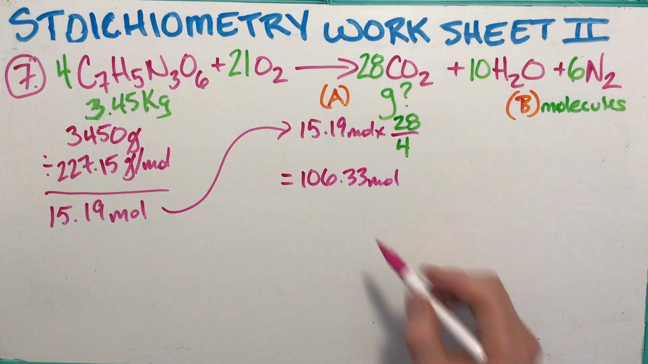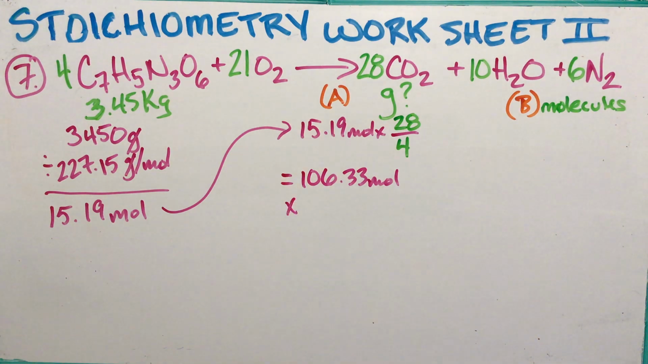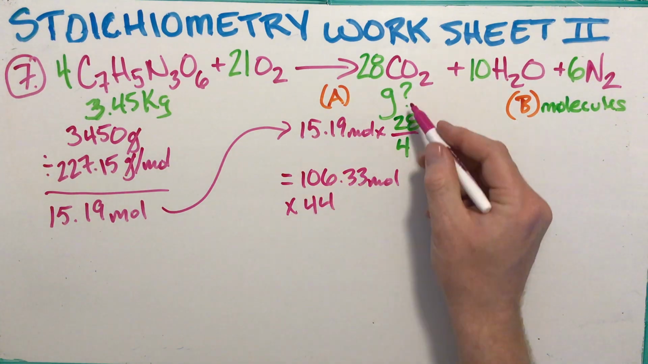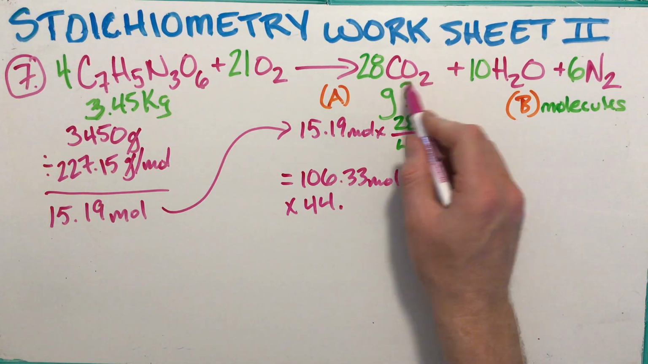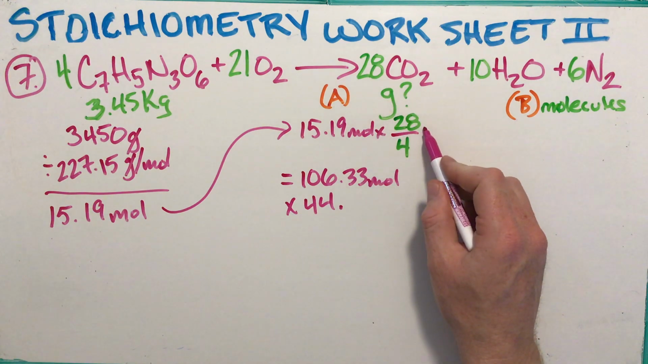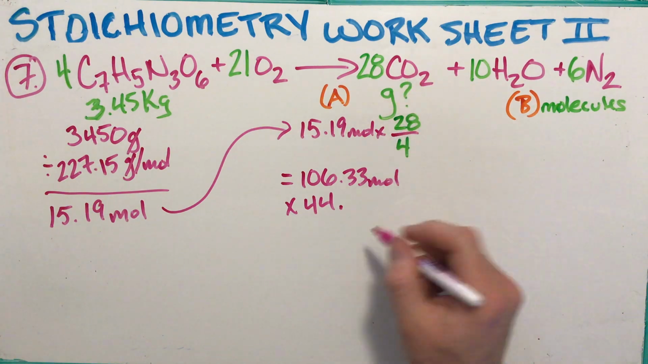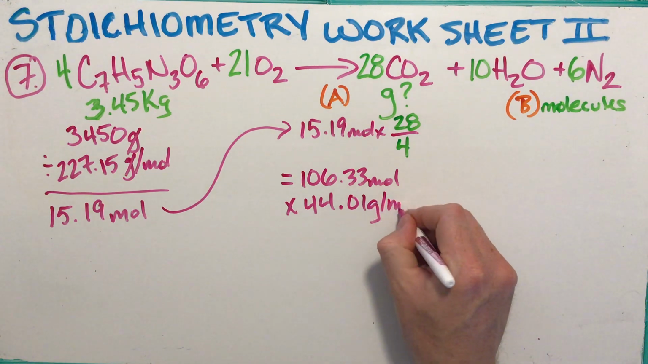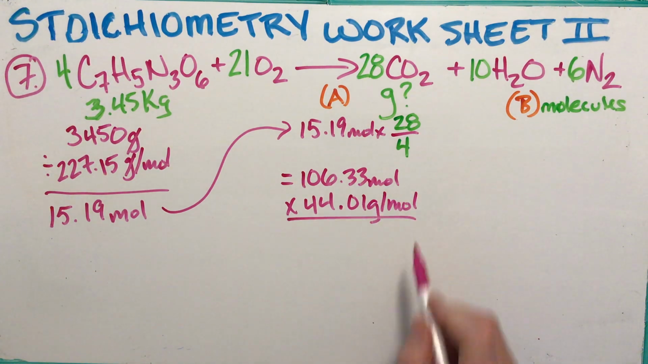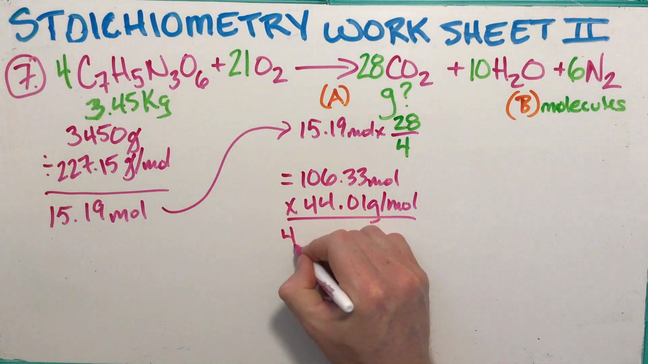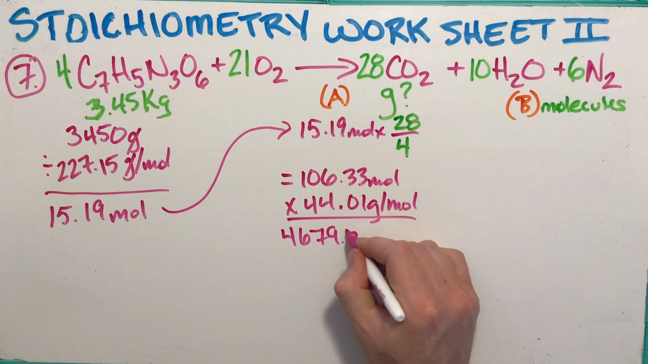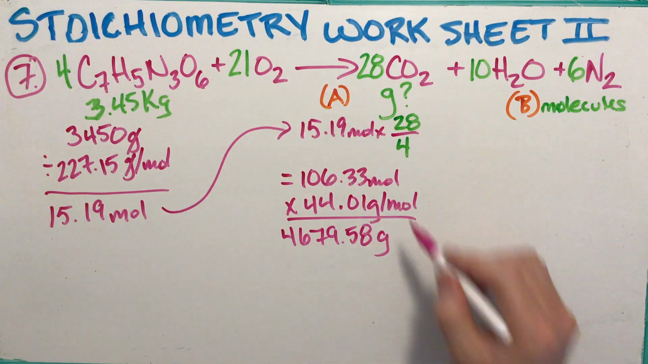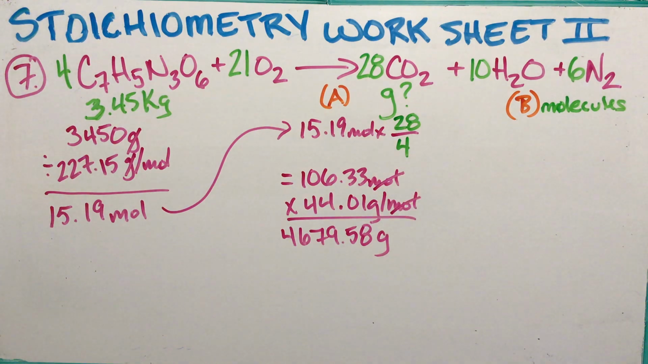All right. The next thing I'm going to do is multiply by the molar mass because it wanted mass, not moles. So for CO2, I take one C and two O's. I don't take 28 C's. That 28 is accounted for here. Just C and two O's. And that ends up being 44.01 grams per mole. I multiply that and I end up with 4,679.58 grams. When I multiply, moles on top and moles on bottom cancel.